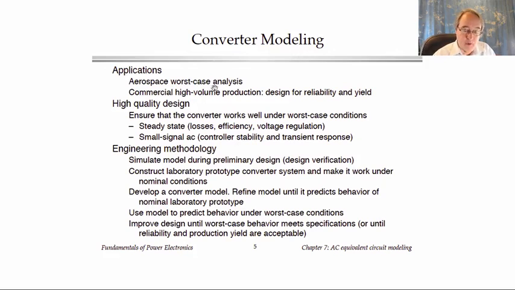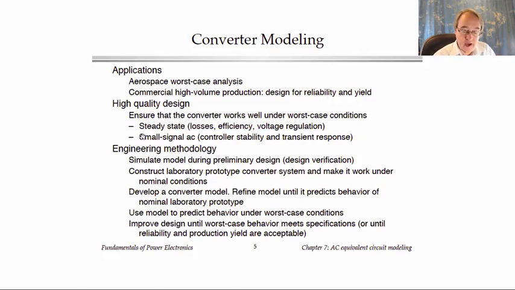We want to do worst case analysis, which is one example, where we need to prove that our circuit will work under worst case conditions. So what are the worst case values of the applied signals and of all the components with their tolerances? We may need to do this for aerospace, where it's often a requirement, or in commercial high volume production we need to do a similar kind of design to get high reliability and high yield from our production line.